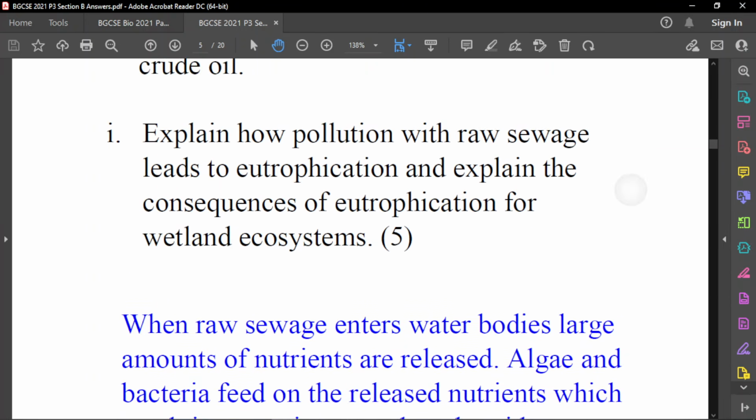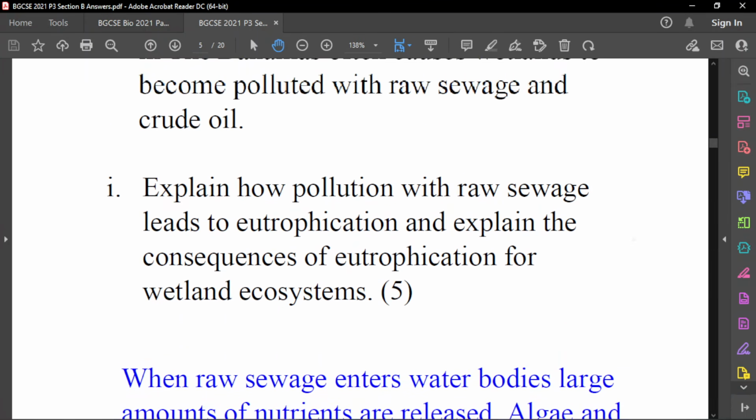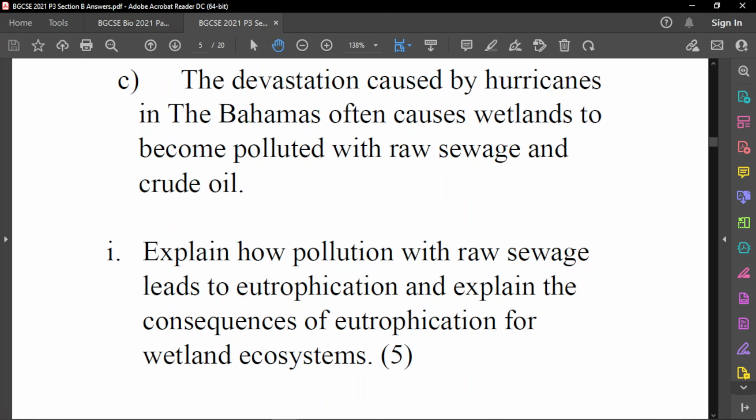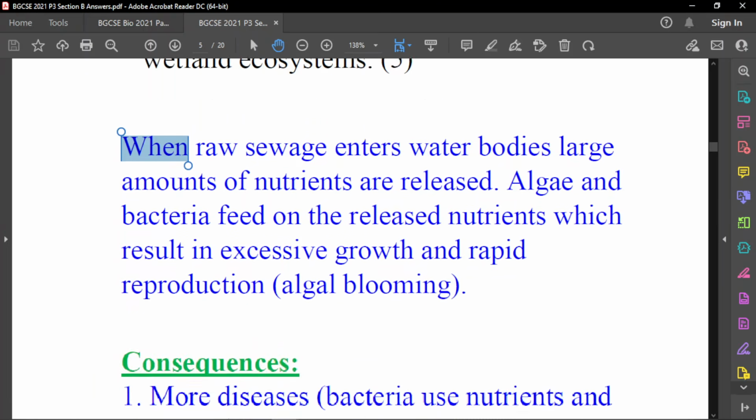Now, I want to go back up here to mention something about crude oil. The question was about crude oil and sewage, but they only talk about the sewage part in part 1, just to mention that.